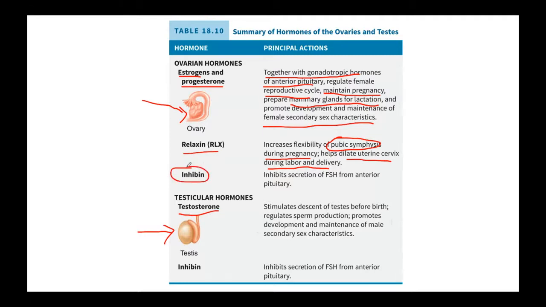What is inhibin? Well, we see the word inhibit. So it inhibits the secretion of follicular stimulating hormone from the anterior pituitary.